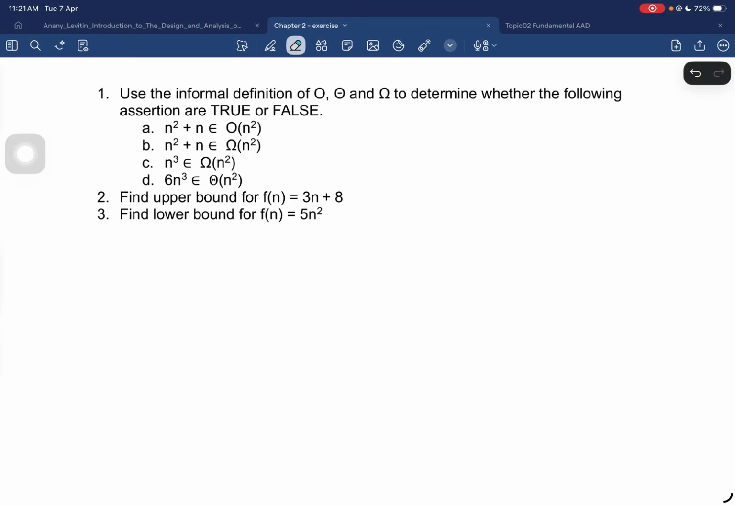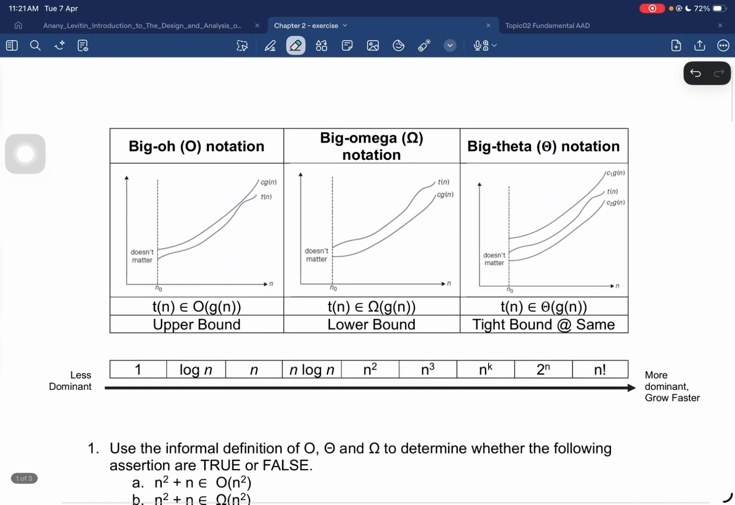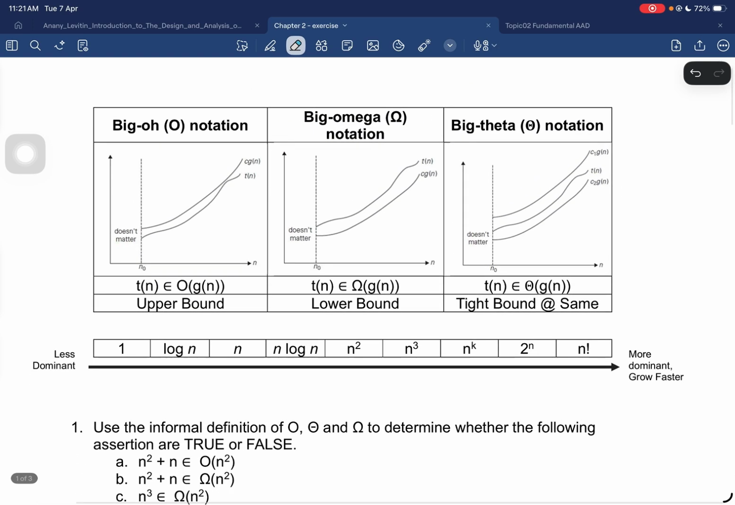This is chapter 2 exercise. Let's answer question 1. Use the informal definition of O, omega and theta to determine whether the following assertions are true or false. To answer this question, we need to understand the concept first. Here is the concept we need to understand.